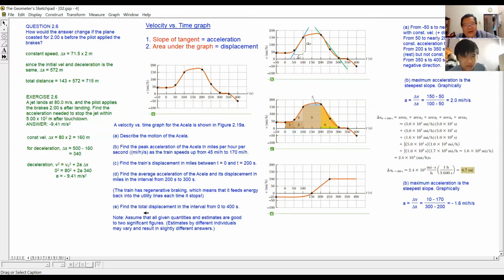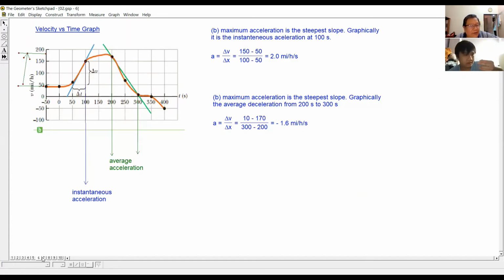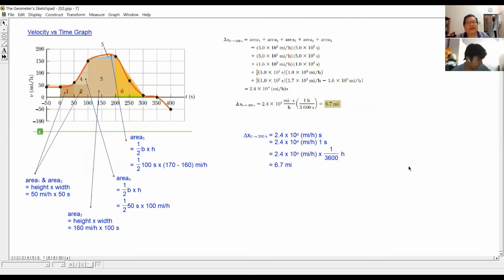They want to find the distance covered, the displacement. Okay, right. So I will show you what they mean by this.